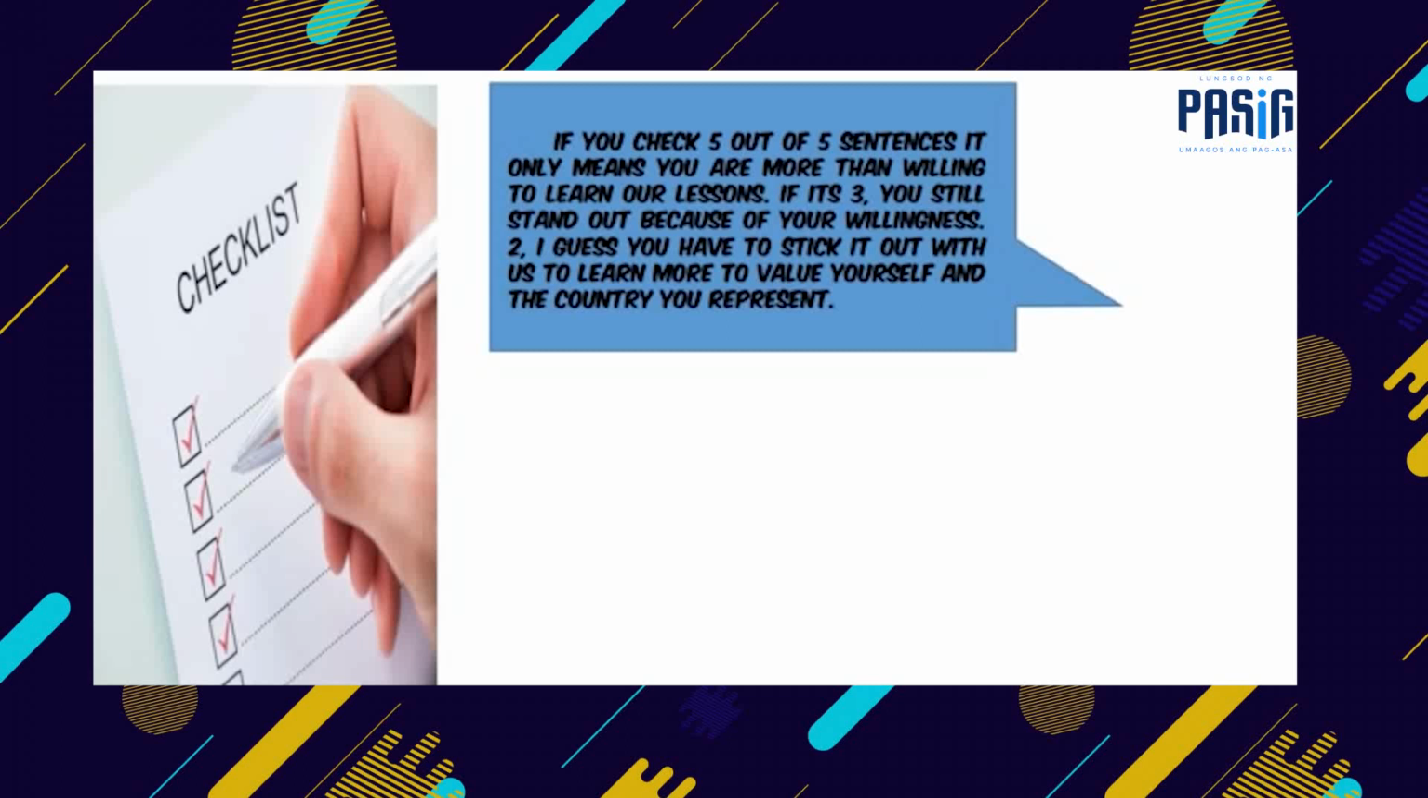If you check 5 out of 5 sentences, it only means that you are more than willing to learn our lessons. If it's 3, you still stand out because of your willingness. If 2, I guess you have to stick it out with us to learn more, to value yourself and the country you represent.